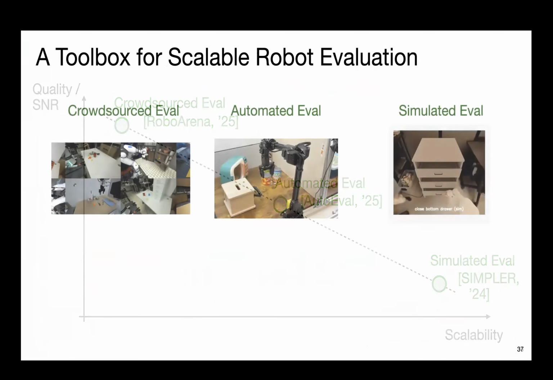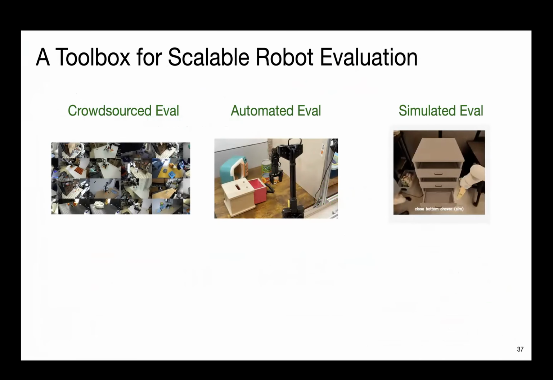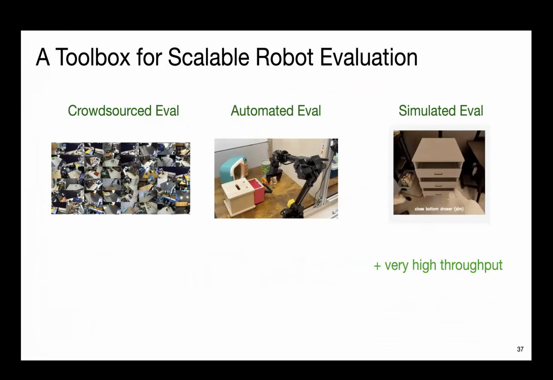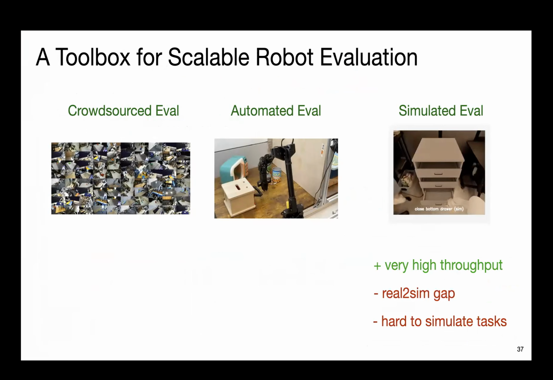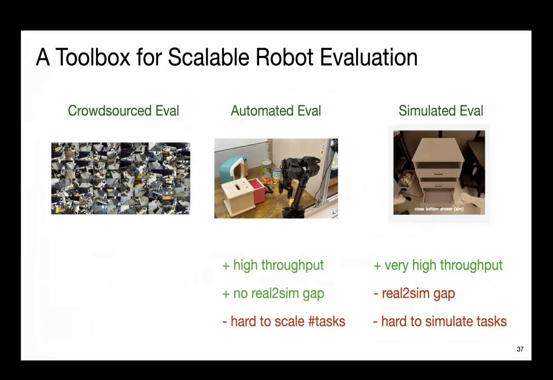I have one final slide where I try to summarize the pros and cons, because I mentioned it's all a bit of a trade-off. So SimEval is basically high throughput, but there are some concerns with the sim-to-real gap, and also some tasks are plain hard to simulate. The automated eval gets away with tasks that are hard to simulate because you run them in the real world, but it's hard to scale the number of tasks that you evaluate because it's hard to build them.